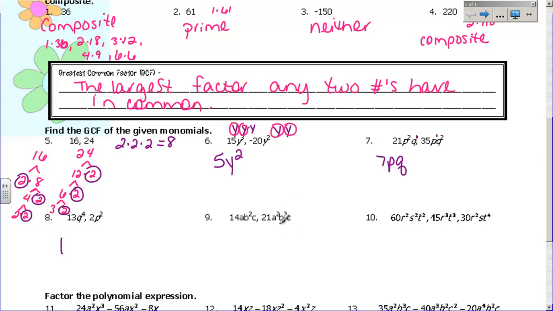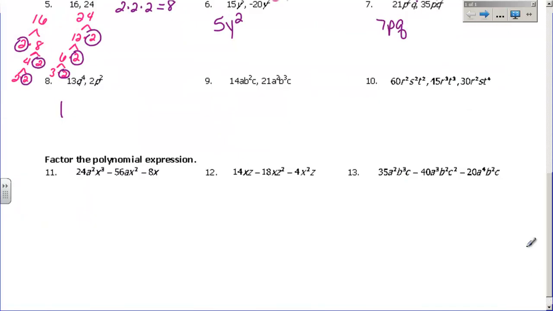Now, if you want to try number 9 and number 10 on your own, you can come in and ask me about those tomorrow when you get to class. But I'm going to skip down and show you how we factor using the GCF because this is the important part. This is the big deal. That's what we're trying to do.